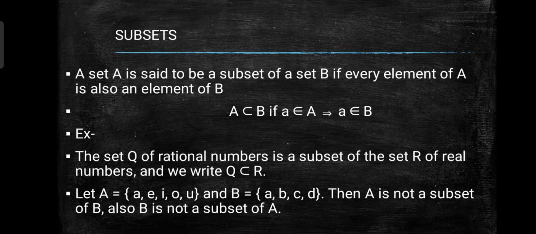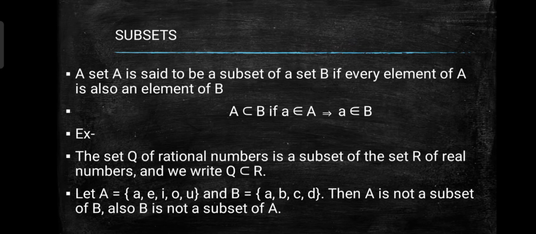A set A is said to be a subset of a set B if every element of A is also an element of B. So one set is said to be a subset when every element of A is present in B. Wait, I just said the same line but slowly. Wow, what an explanation. Okay, I'll give you an example.